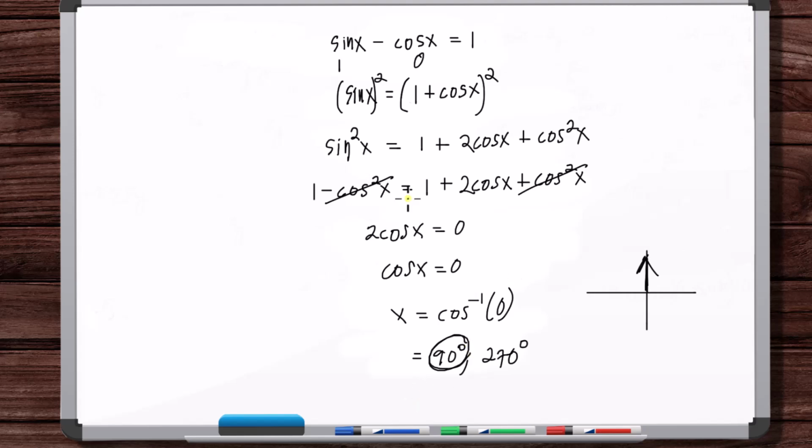Positive vertical angles. Okay, what about 270? So sine of 270, that's negative 1. Now cosine of that is 0. Negative 1 minus 0, negative 1 is not equal to 1. So the negative verticals don't count. So these are the only answers.